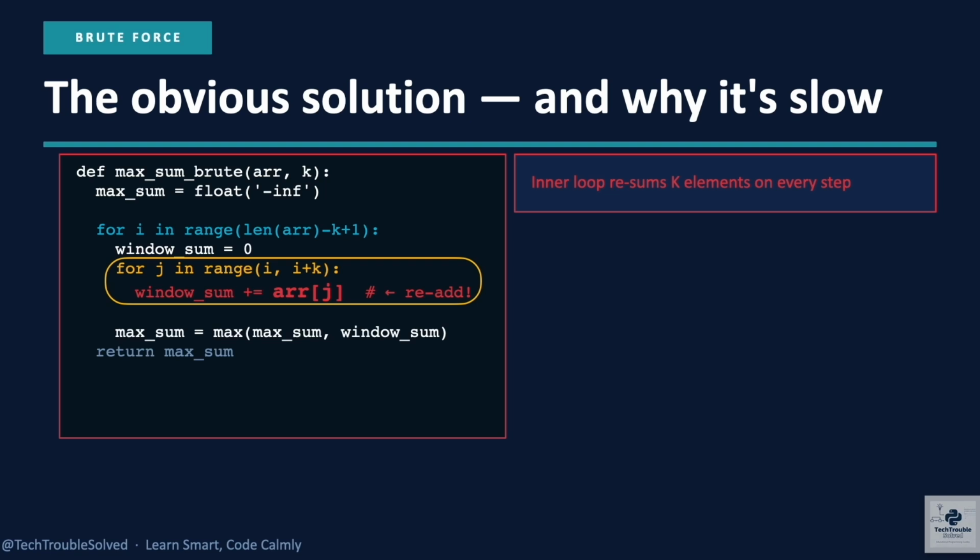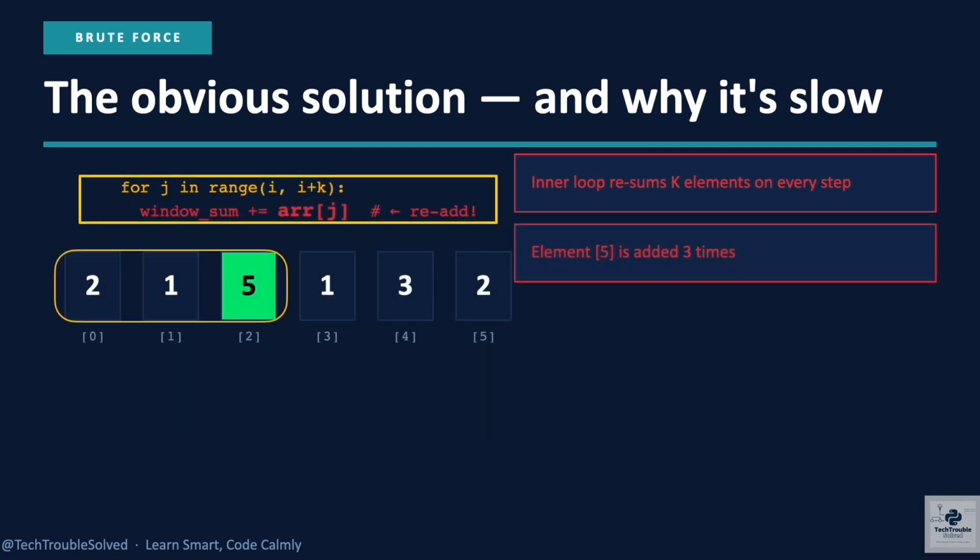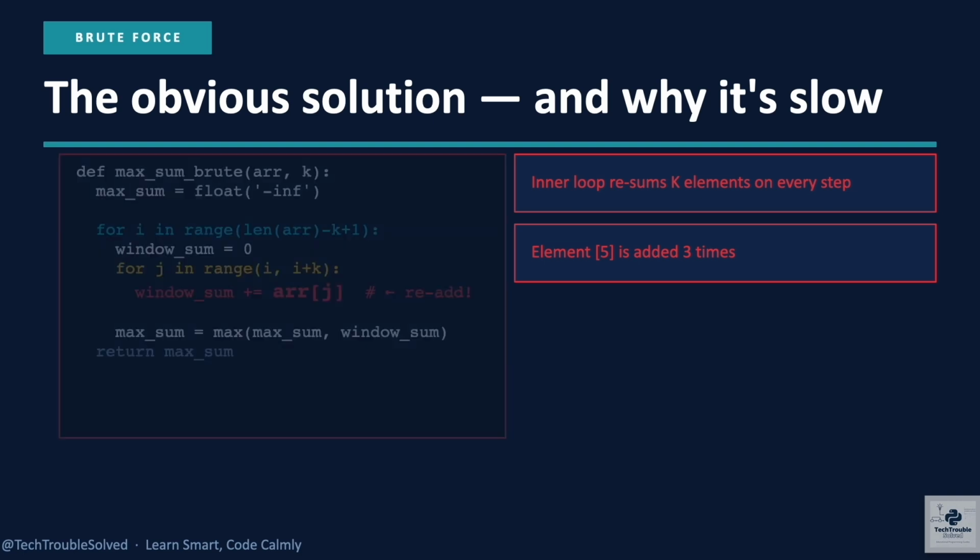Every single time the outer loop moves one step forward, the inner loop resums k elements completely from scratch. Think about what that means for our array. Element 5 gets added once in window 2, 1, 5, then again in window 1, 5, 1, then a third time in window 5, 1, 3. 3 separate additions for the same number. That is pure wasted work.